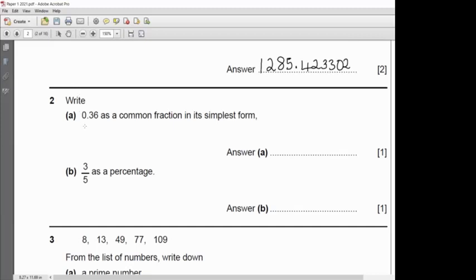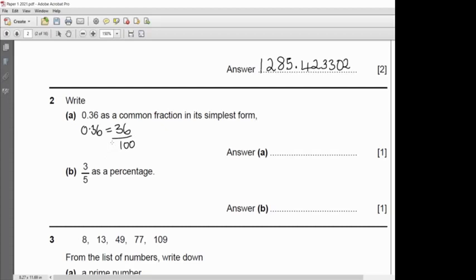So here we have 0.36. We want to write it as a fraction. So the first thing is to convert it to fraction form. Whether that's in its simplest form or not is not the issue. First, rewrite it as a fraction. Now 0.36, this is 36 over 100.